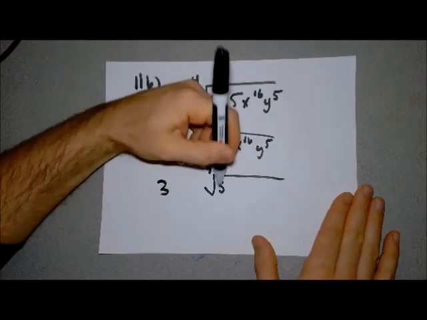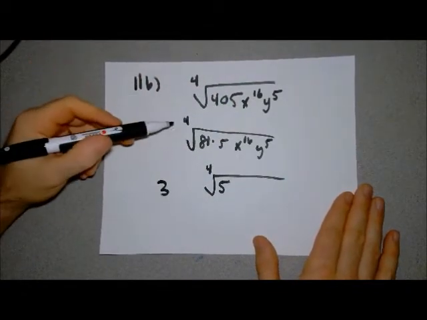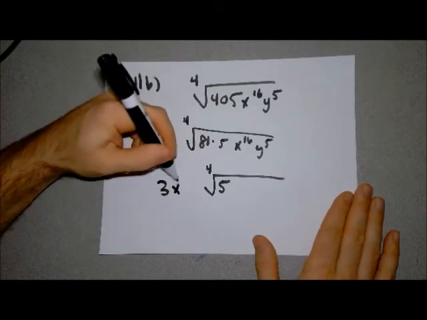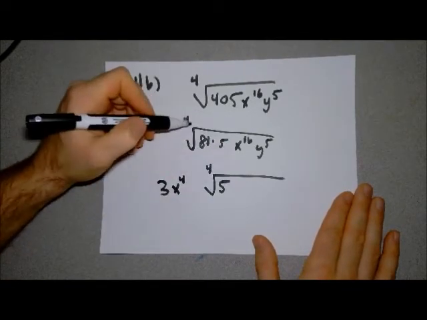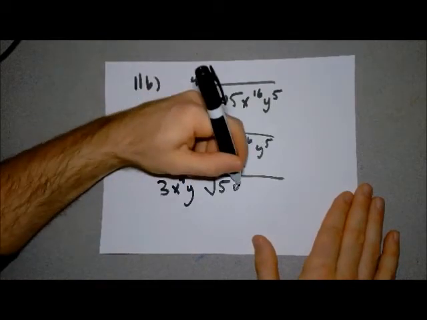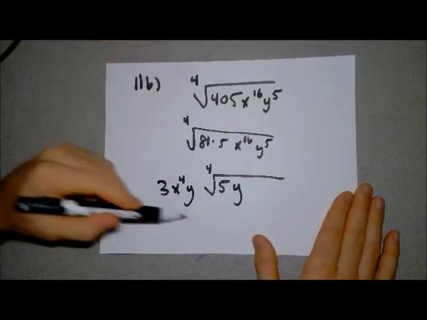Leaves you the fourth root, and the 5 is stuck underneath. To do the exponents, you say 4 goes into 16 how many times? That would be 4 times without a remainder. 4 goes into 5 how many times? That happens once. Remainder 1. Final answer.